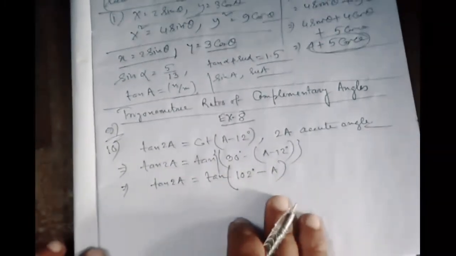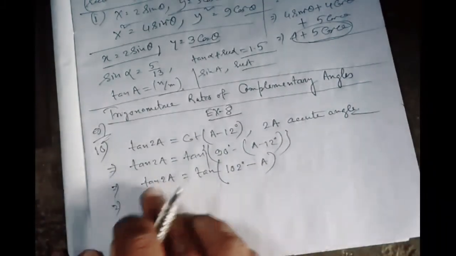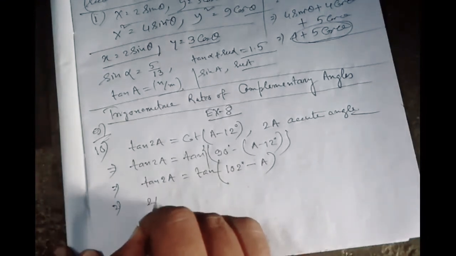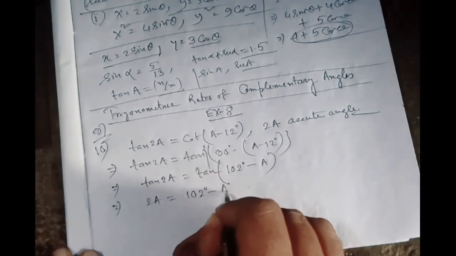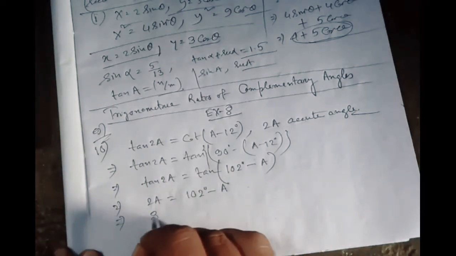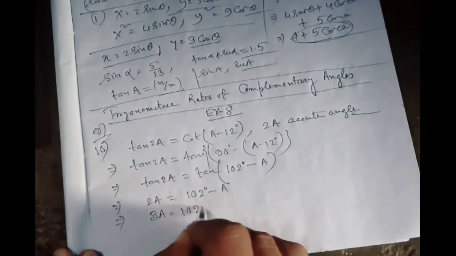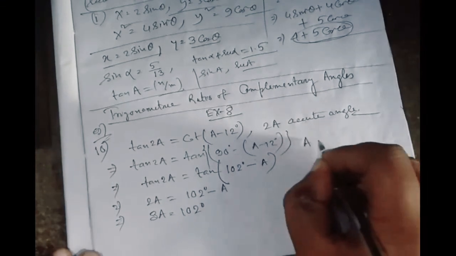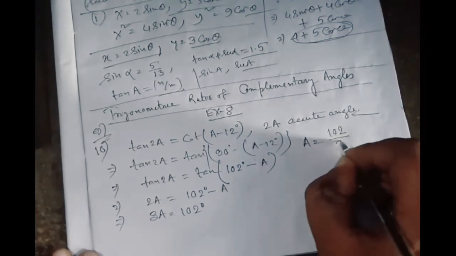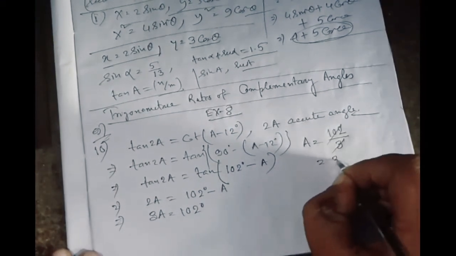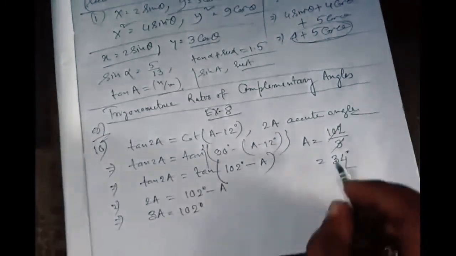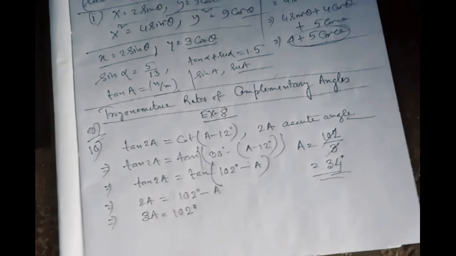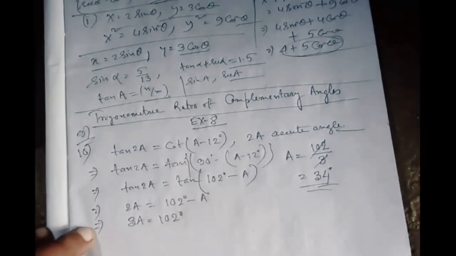Tan should be omitted, so 2a is equal to 102 degree minus a, so 3a is equal to 102 degree. Now a is equal to 102 by 3, which is 34, so the value of a is 34 degree. Next, let's move to another question.